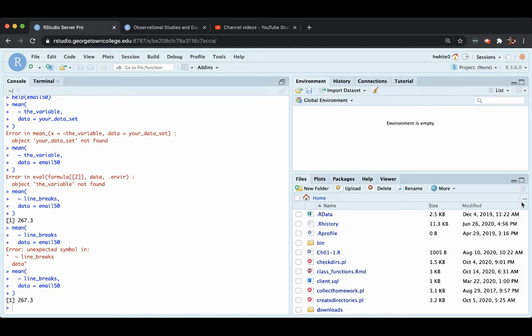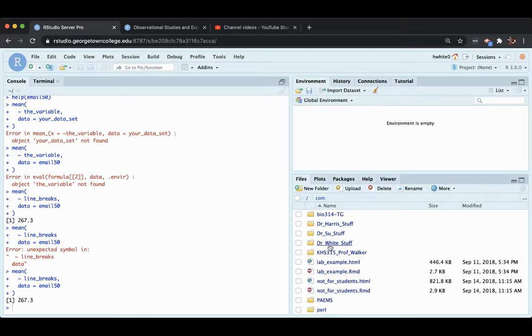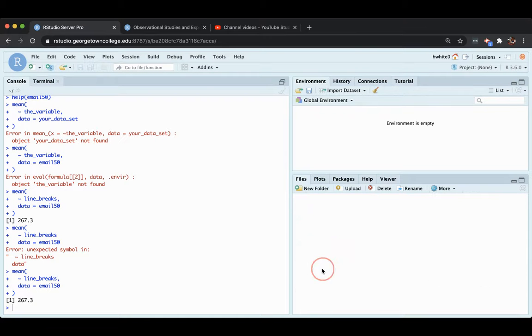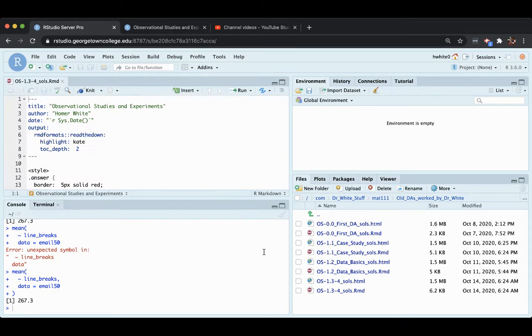So let's go ahead and grab them from the common folder. Dr. White stuff, Math 111, old DAs worked by Dr. White. I'll go ahead and open up the R Markdown just in case I want to have a look inside it, but mostly I'll just view the HTML version here. Click on it, say View in Web Browser.